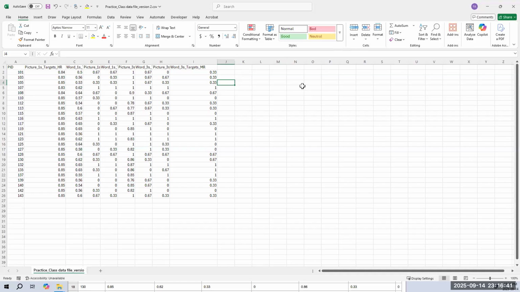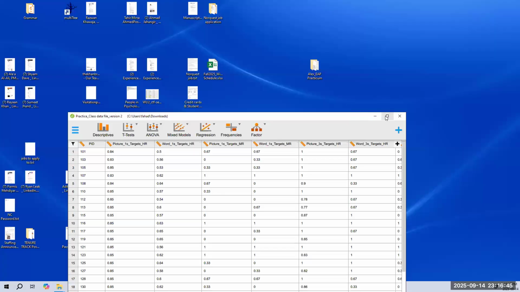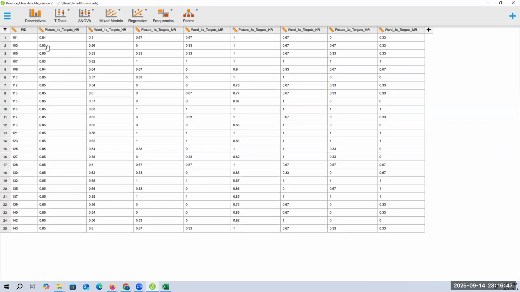All right, so that's that. And then you import this into JASP, right? So JASP is here. So this is JASP, and you can see we have the practice data file, class data file, the PID, participant ID, so there are 25 participants. Picture, 1 second targets, word, 1 second targets, picture targets, and you get the proportion rate.